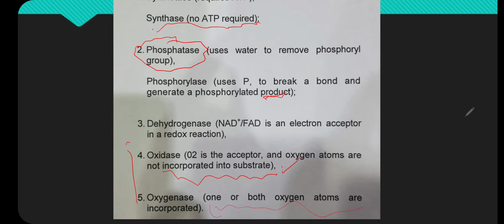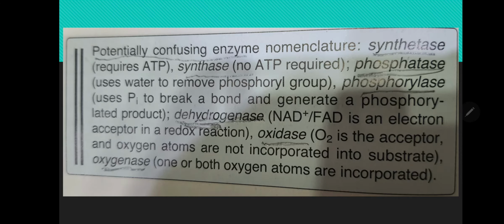So these were some enzymes that may be creating some confusion. The same thing is mentioned here in the book as potentially confusing enzyme nomenclature. I have talked with you in detail about this in my previous lecture, and I have told you how to present it.